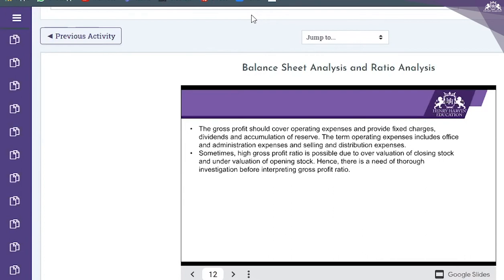So gross profit should be able to cover your operating expenses, should provide for your fixed charges, fixed expenses should be covered, dividends which you want to pay to your shareholders, return on investment, and there should be some reserve for future business growth. Office expenses should be covered, administration expenses should be covered, selling and distribution expenses should be covered.